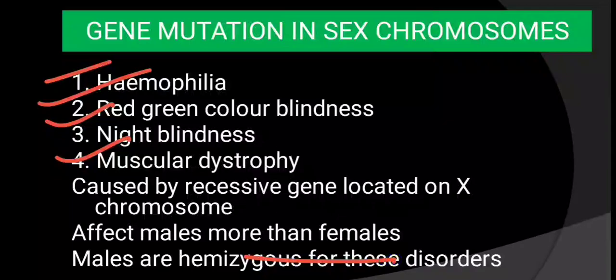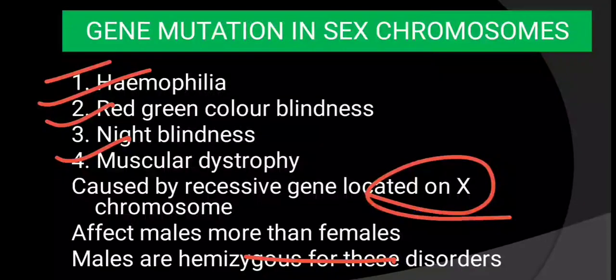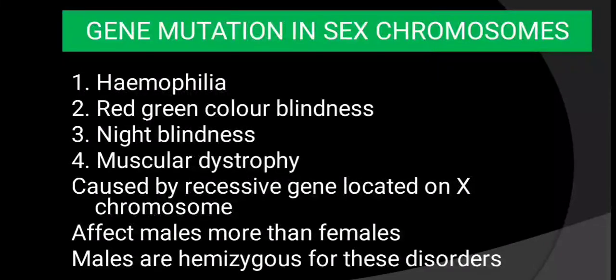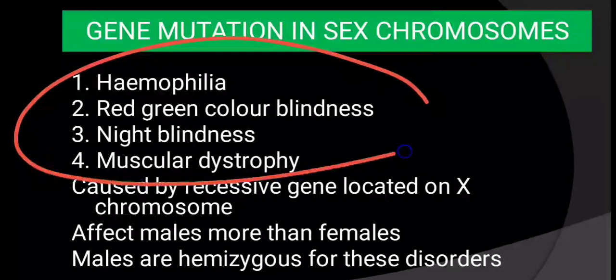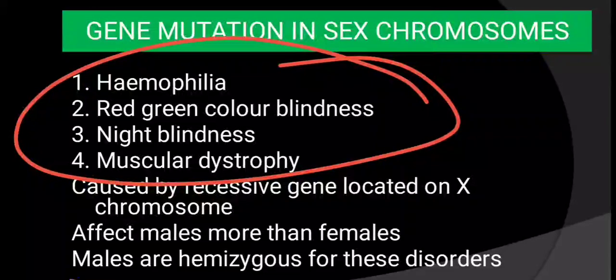You know about recessive and dominant. These are caused by recessive genes which are located on the X chromosome. Now the males are hemizygous for these disorders: hemophilia, red green color blindness, night blindness, muscular dystrophy. We will learn in detail about these four, and these disorders affect males more because males are hemizygous.